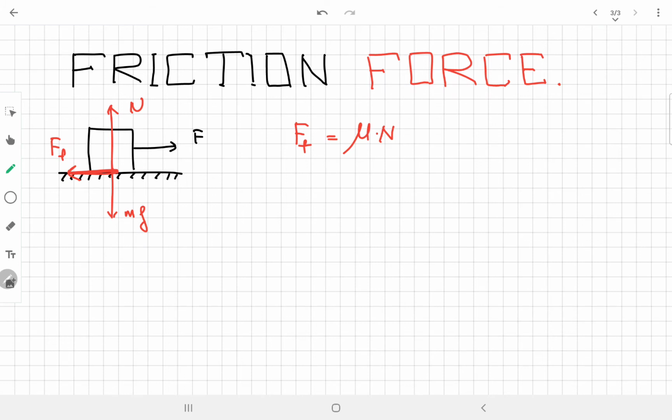And also you should remember that this coefficient of friction, maximum it can be equal to 1. So you should expect a numerical value less than 1 for the coefficient of friction. This is a normal force, or we call it reaction force. Normal force. This is a friction force.